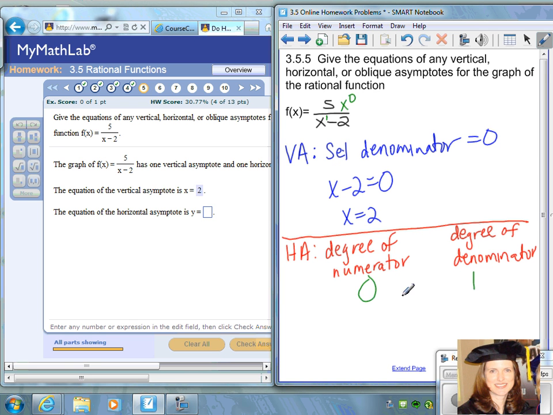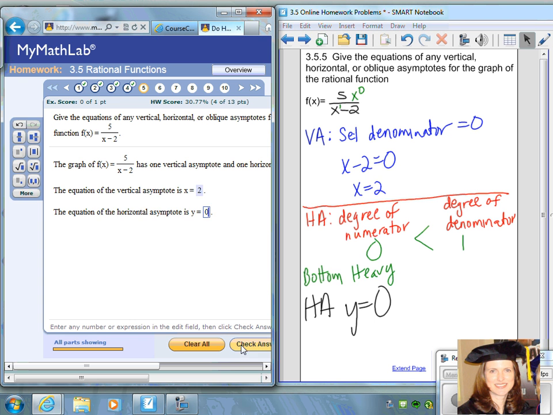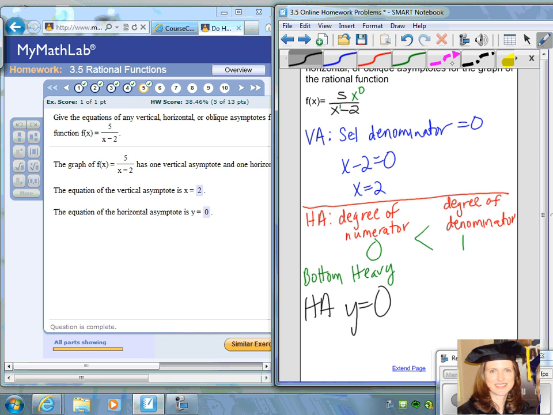Simply, the degree is the highest exponent. Since the degree of the numerator is less than the degree of the denominator, this is kind of a bottom-heavy function. Again, that's not a math term. It's a term that I use to describe these where the degree of the denominator is bigger than the degree of the numerator. Bottom-heavy rational functions will always have a horizontal asymptote at y equals 0. Y equals 0 is the equation of the horizontal asymptote. And you can use both of those to come up with an idea of what the graph will look like.